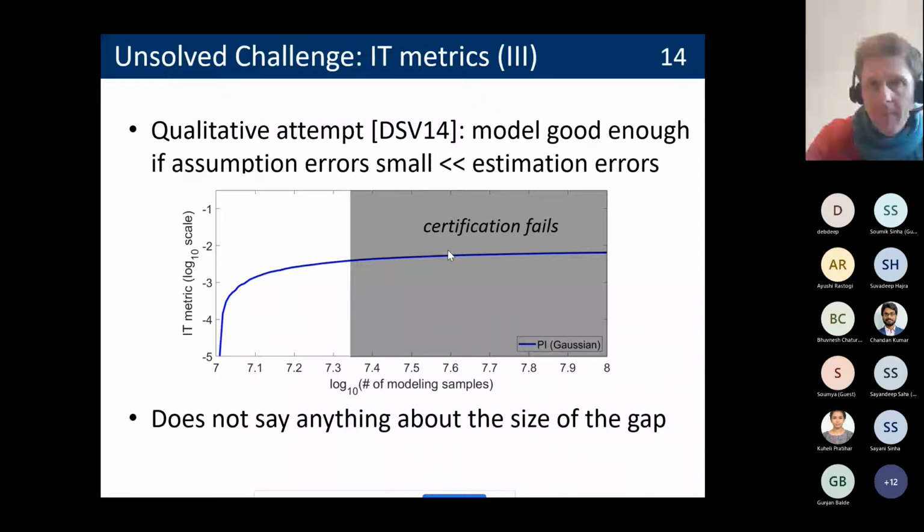It's quantitative because this is how it works, right? Essentially, we put on the x-axis the number of training samples or modeling samples. On the y-axis, you have the perceived information or the information theoretic metric you want to use. And what you see is that at some point certification fails, which tells you, okay, with this amount of samples and this model, we can see clearly that the model is different from the true leakage, so please try to find a better model. But it really doesn't say anything about the size of the gap, and maybe there is indeed an error, but in terms of mutual information, it's extremely small and not so annoying.